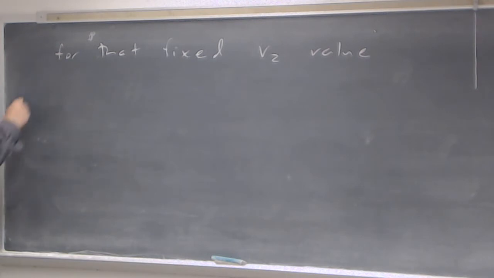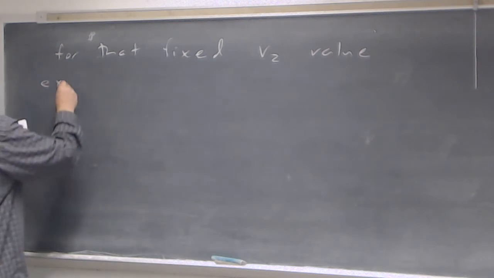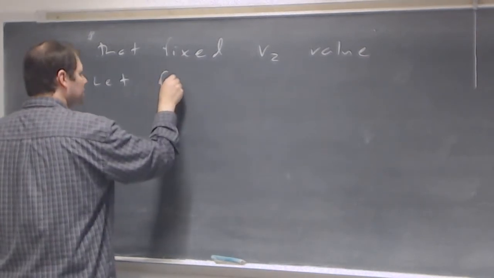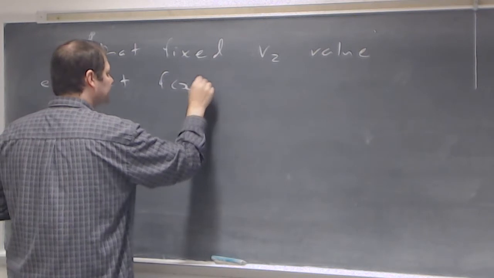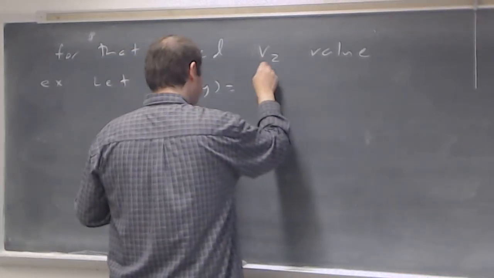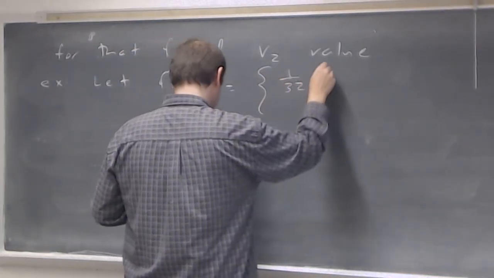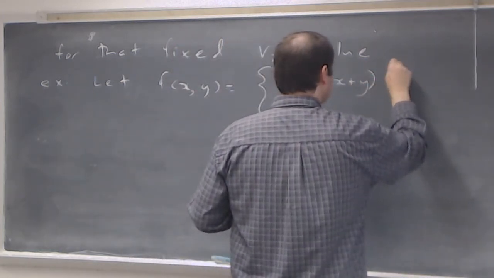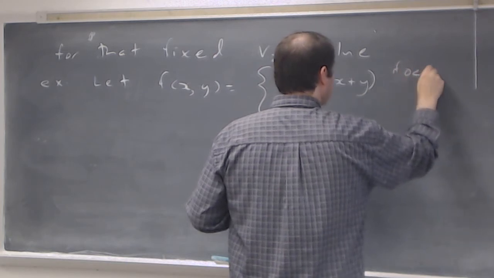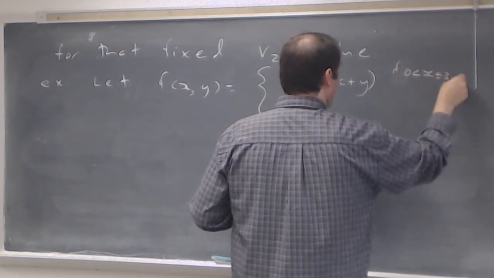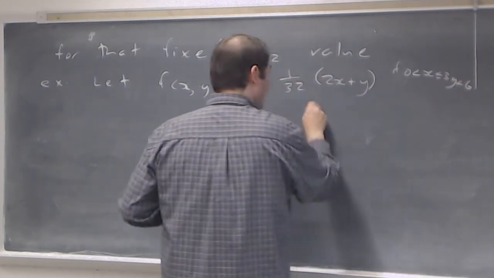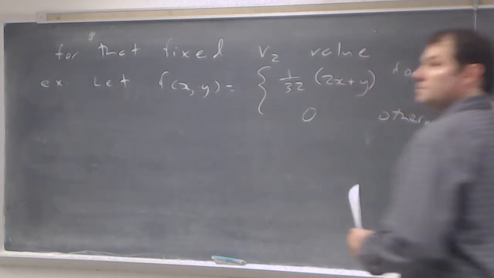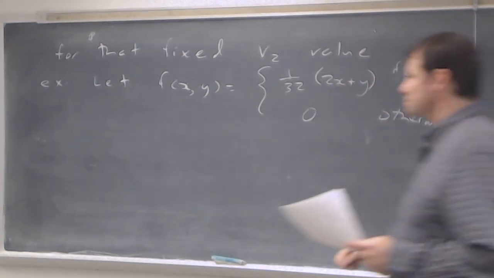Okay, so as an example, we were looking at in our second class meeting this joint PDF f of x comma y, which we had found to be 1 over 32 times (2x plus y), if 0 is less than x is less than 3y is less than 6, and 0 otherwise. Okay, that's what we have.